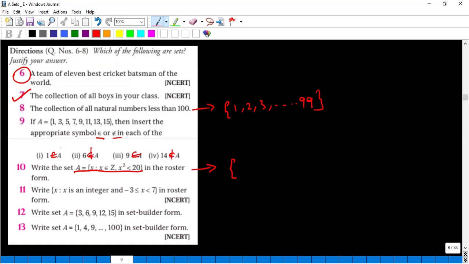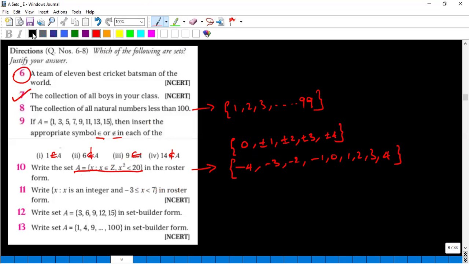20. 4 fours are 16. So I will take from minus 4, minus 3, minus 2, minus 1, 0, 1, 2, 3, 4. All these numbers' squares are less than 20. You can write this same thing in another way also: 0, plus or minus 1, plus or minus 2, plus or minus 3, plus or minus 4. Like this also you can mention the set.